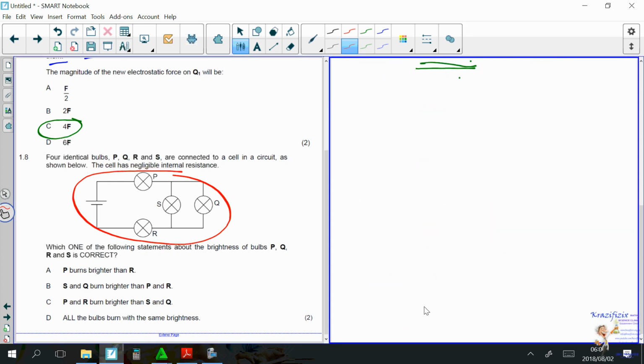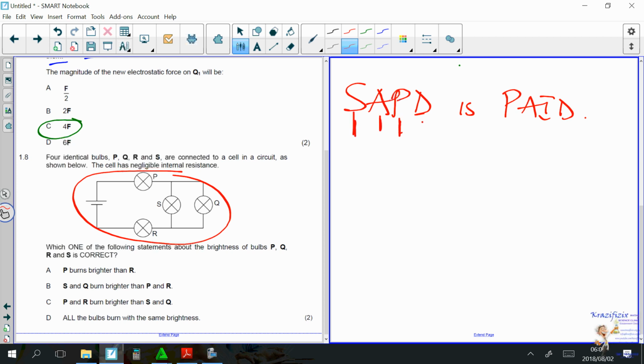One thing we need to understand is that there's an acronym I use. I say South African Police Department is paid. And what we simply mean is series are potential dividers. Parallel are current dividers. Remember, current is I. Now let's check something here.